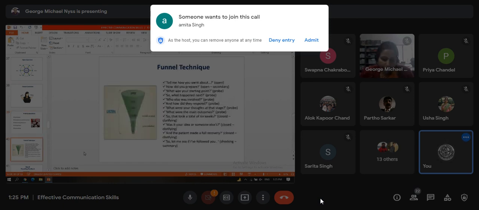Next is the funnel technique. First we'll learn what the funnel technique is. It involves starting with general questions and then drilling down to a more specific point. As you can see, I am presenting my screen. You can see here what the funnel technique is, and it starts with some general questions. Usually this will involve asking for more and more details at each level. It's often used by detectives taking a statement from a witness.